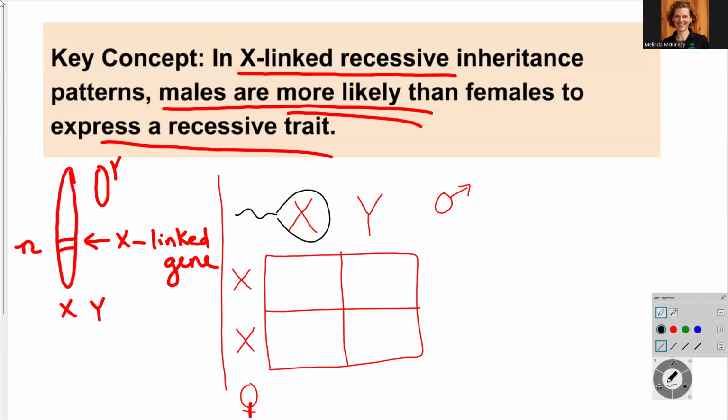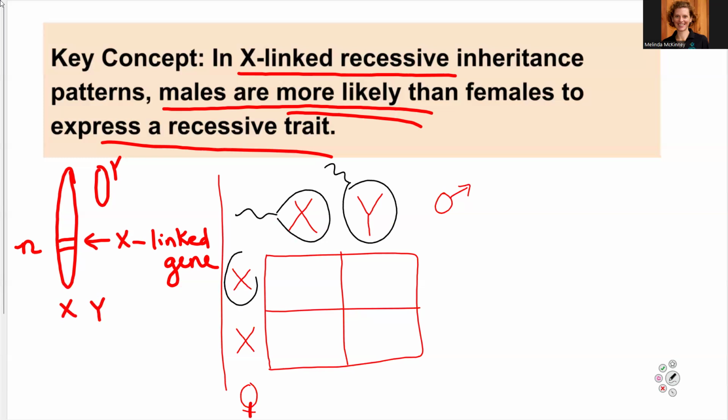So 50% of the sperm are going to get the X chromosome when we go through meiosis, and 50% are going to get the Y chromosome. And then over here for the female, they're both going to get X chromosomes. When you have fertilization, you have the pairing again of the sperm and the egg. So you're going to create half of the offspring with two X's.